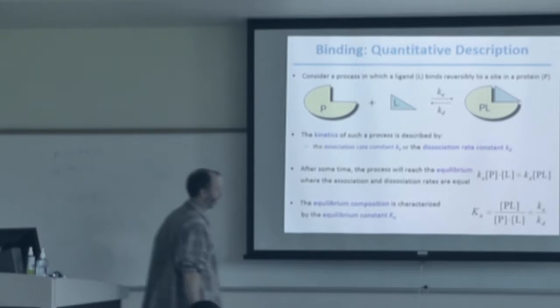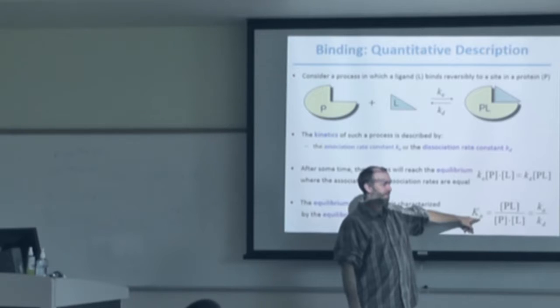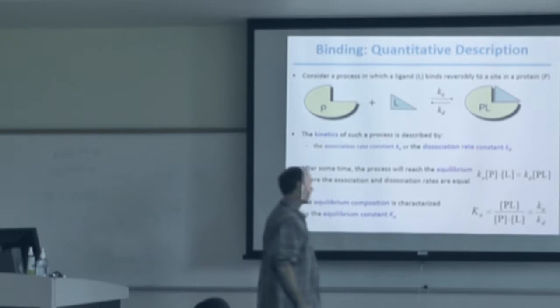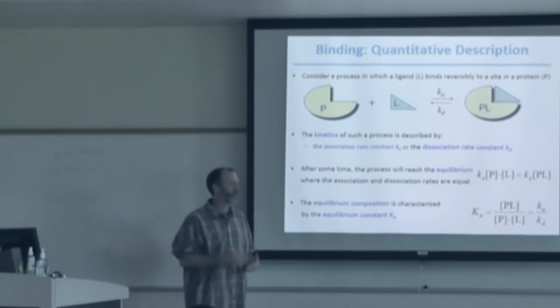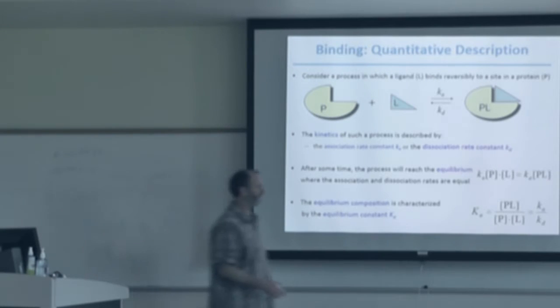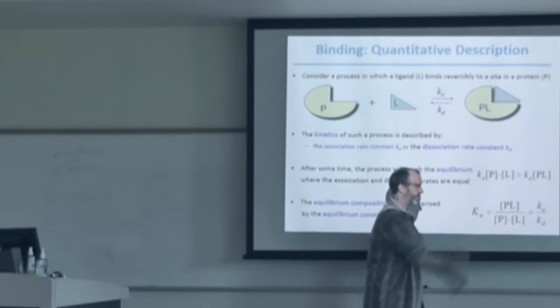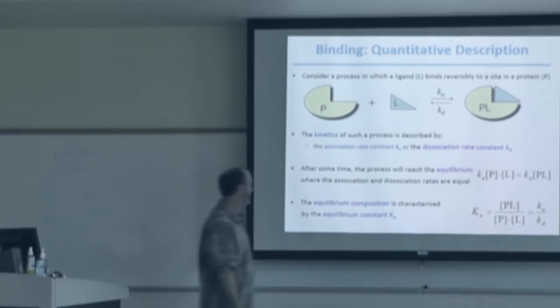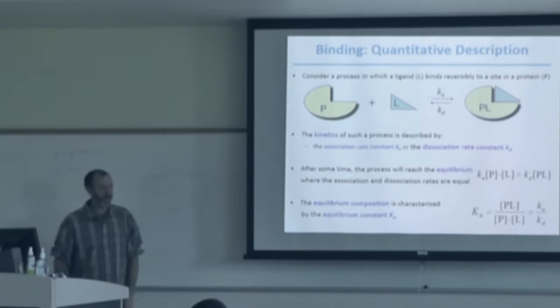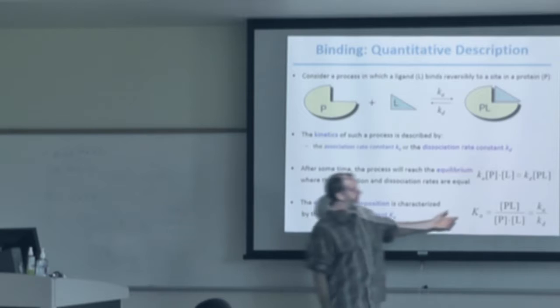K little a is the association constant. But a lot of times we're going to see things referred to as the dissociation constant, and that's big K little d. And it's just the reverse of this. Okay? And in fact, we've already seen this before in acid-base chemistry, right?